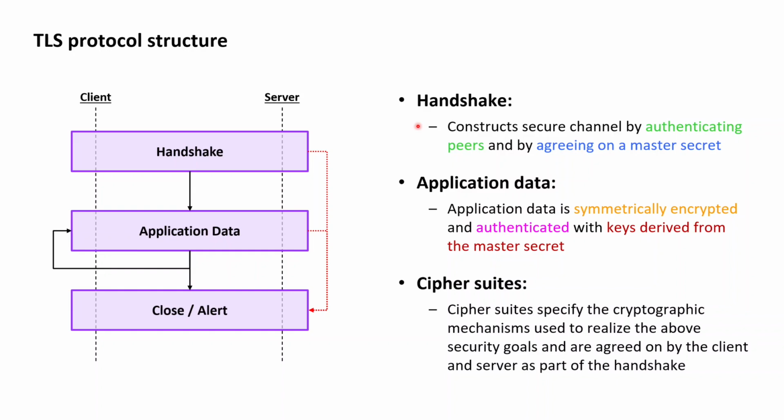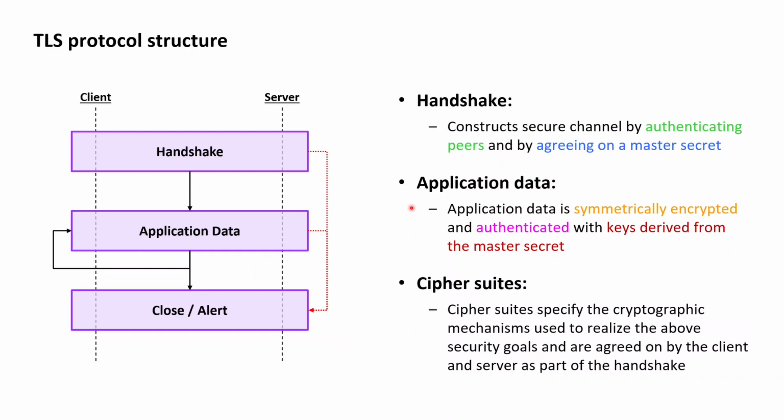Once a successful handshake finishes, the peers involved in the connection are authenticated and have agreed on a shared master secret. The application data exchanged later on between the peers is then symmetrically encrypted and authenticated with keys derived from the master secret.